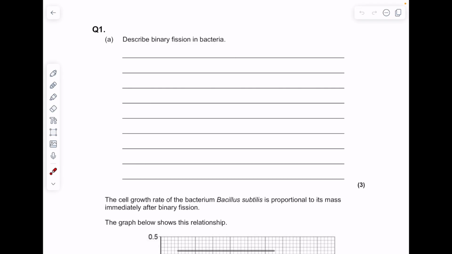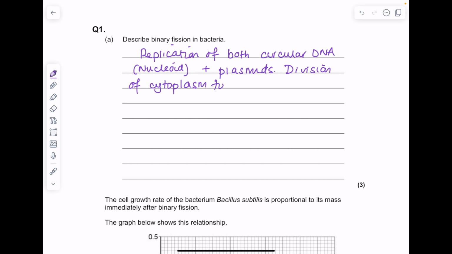Describe binary fission in bacteria. So this is when there's replication of both circular DNA, so the nucleoid, and plasmids, and division of the cytoplasm to produce daughter cells.